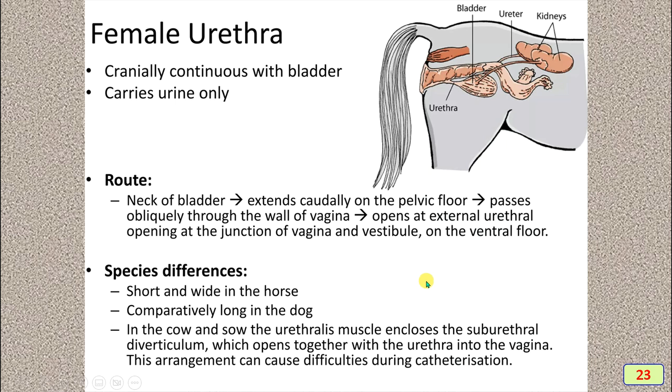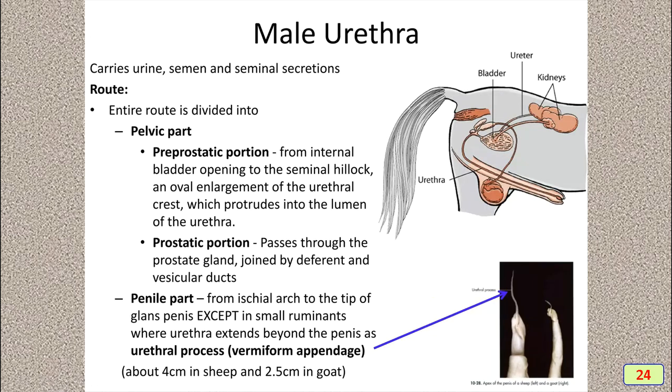In the case of the cow, there is a muscle called the urethralis muscle. It encloses a suburethral diverticulum, which opens together with the urethra into the vagina. So sometimes it may be different. The male urethra is always longer than the female urethra, and it has a pelvic part, the pre-prostatic portion, then the prostatic portion, the penile part, etc.